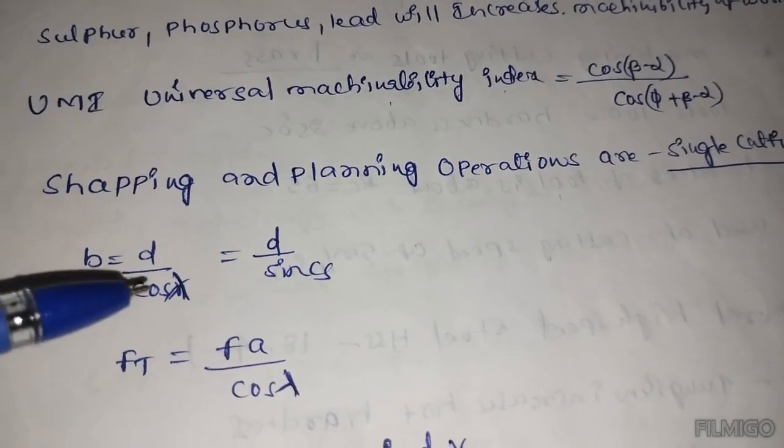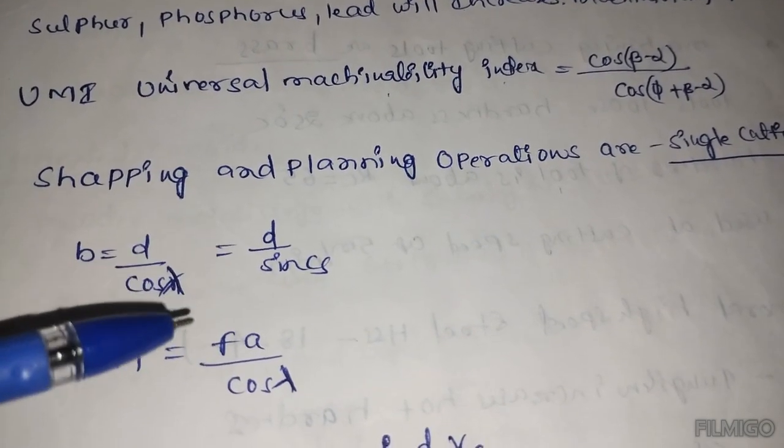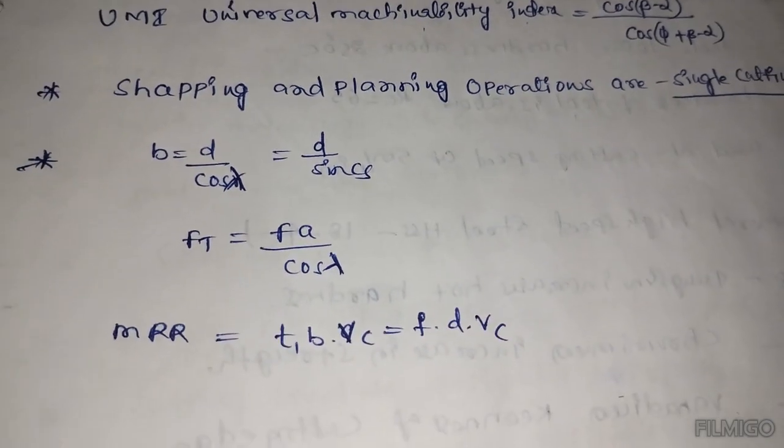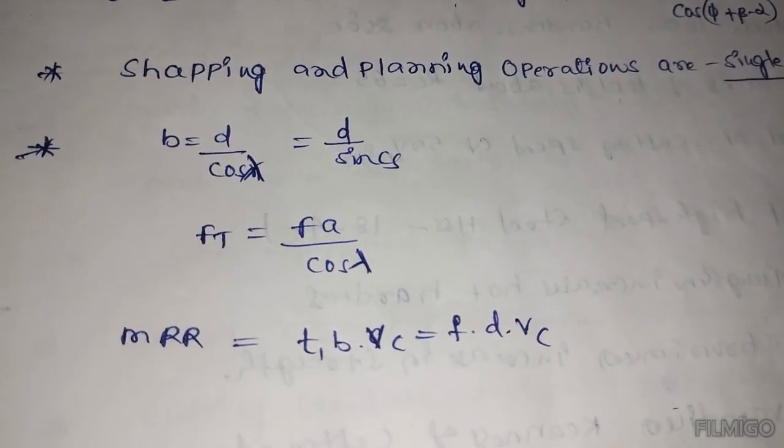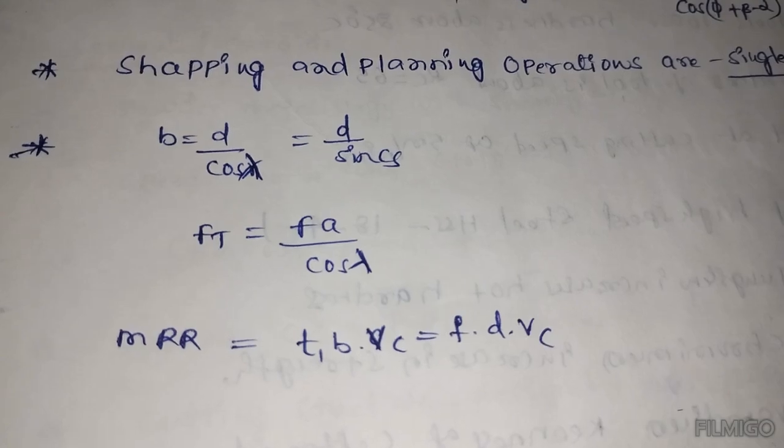Shaping and planing operations use a single cutting tool. b is equal to d by cos alpha, equal to d by sin phi. Ft is equal to Fa by cos alpha. So MRR is equal to t1 b1 Vc, equal to f d Vc.